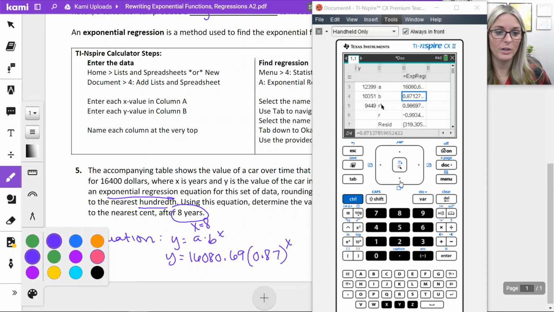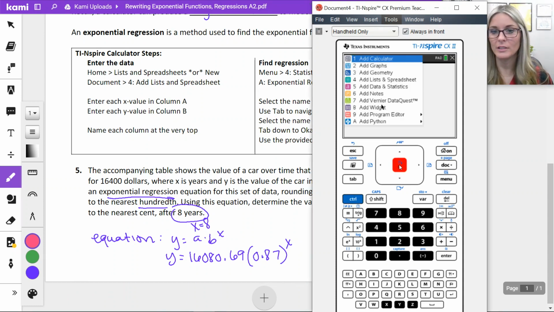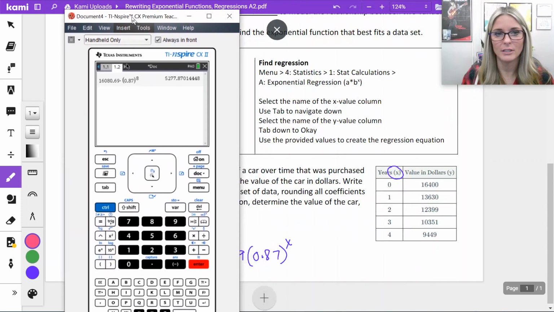Part 2, we're going to put in 8 for X. So let's grab a new page, calculator. 16080.69 times 0.87 raised to the, we're plugging in 8. Enter. Let me slide this over.